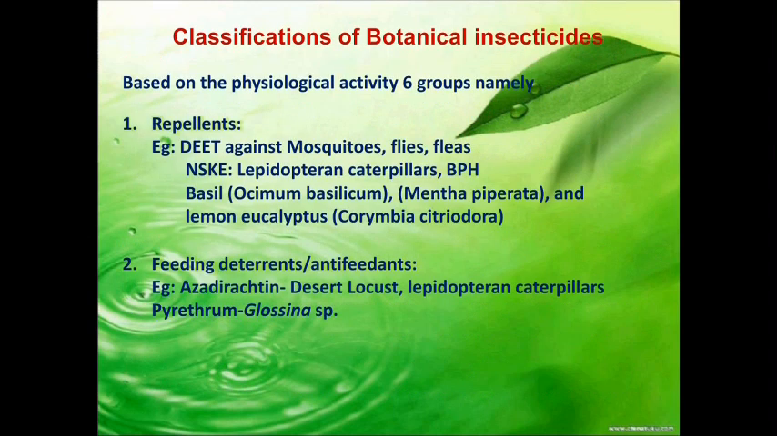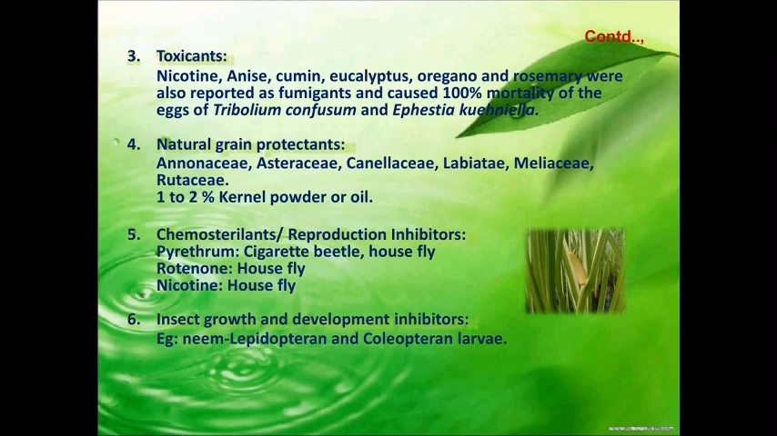Then this is the classification of botanical insecticides based on physiological activity. There are six groups. The first one is repellents, used against certain insects. Then feeding deterrents or antifeedants. For example, azadirachtin acts as a feeding deterrent or antifeedant against different insects. Then toxicants; here nicotine is especially used as a toxic agent against different insect pests.